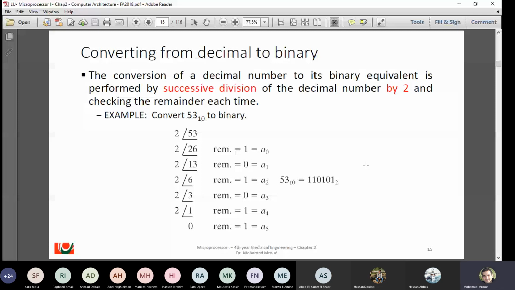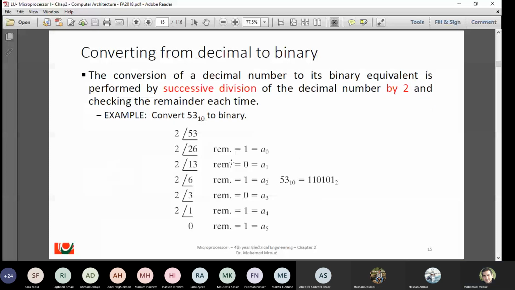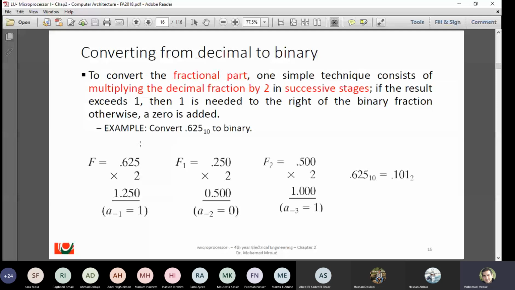Now, to convert the fractional part, okay, after the dot, one simple technique consists of multiplying the decimal fraction by 2 in successive stages. So after the dot, to the right of the dot, we multiply. For example, we have dot 625, so multiply by 2, we get 1.250. So the first bit is 1. Then we subtract 1, we get 0.250 times 2, 0.5. So we have 0. Times 2, we get 1, so we have 1. So 0.625 is equal in binary to 0.101.